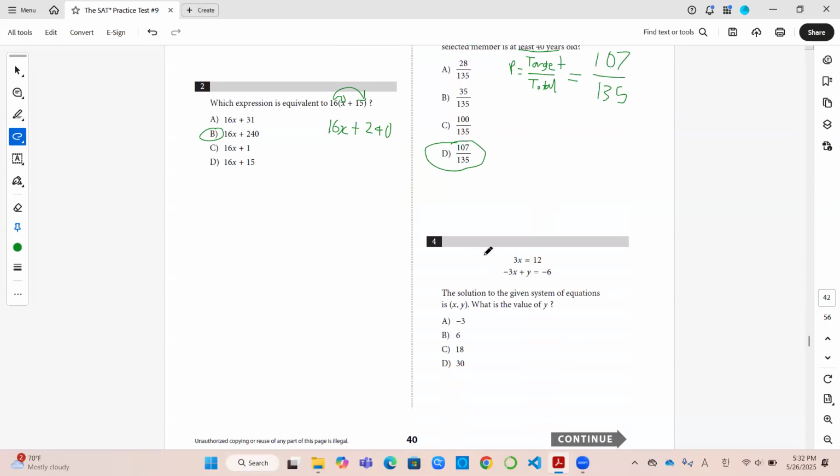The solution to the given system of equations is x, y. What is the value of y? Since 3x is 12, I can go ahead and put that here. So it's 12 plus y is 6. Y is, put this over here, 12 minus 6 is 6. So B as in boy is correct for question 4.